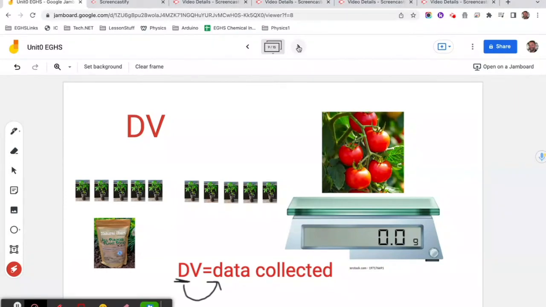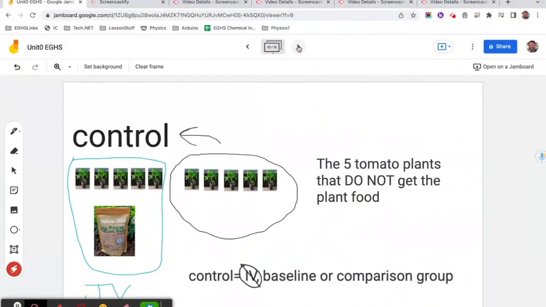So I'm skipping the constants. I'm going to do the control next. So since I know the independent variable is the plant food, right? This is the independent variable, these 5 right here. The control group are the 5 plants that do not get the independent variable. So it's the 5 plants that didn't get the plant food. That is my control group or my control in this experiment.